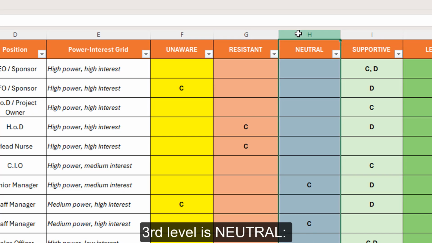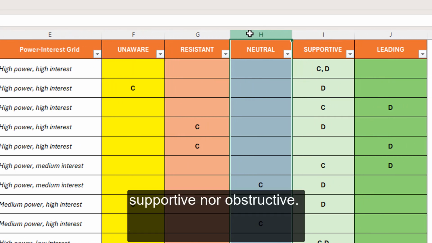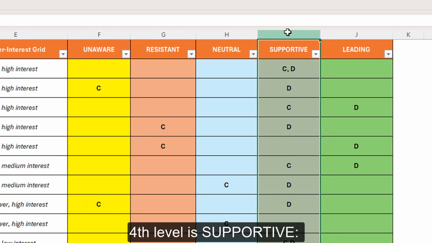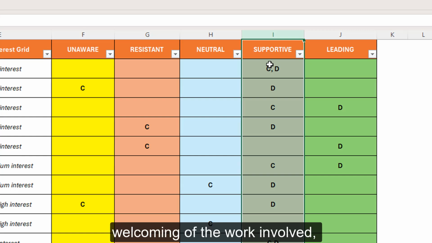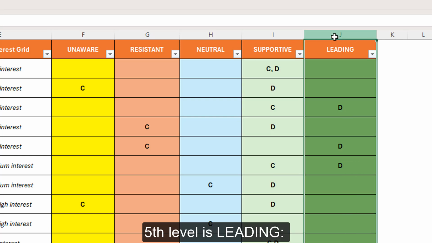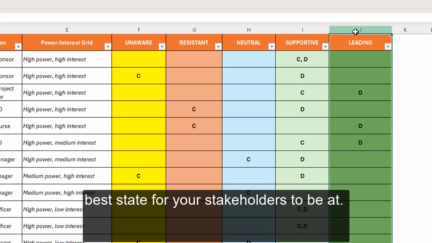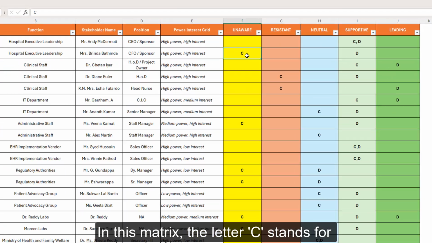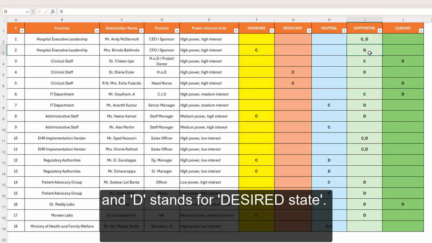The third level is neutral. These stakeholders are aware of the project but neither supportive nor obstructive. The fourth level is supportive. These stakeholders are aware of the project, welcoming of the work involved, and the project outcomes. And finally, the fifth level is leading. These stakeholders are aware of the project and its impacts, and they are actively engaged in making sure the project is successful. And this is the best state for your stakeholders to be at. In this matrix, the letter C stands for current state of the stakeholder and D stands for the desired state.